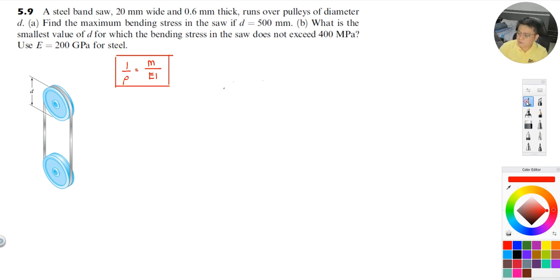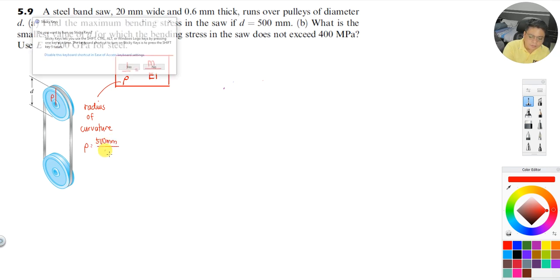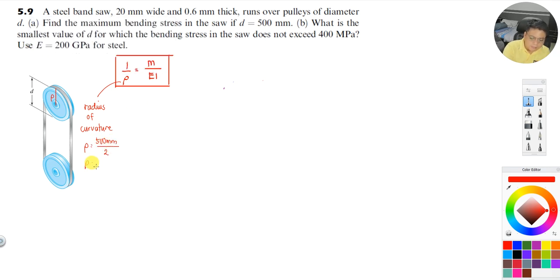Now, nasan po yung rho dyan? So, if there is a bending on the material, from the center papunta dun, yun po yung rho. Kumbaga, that is the radius of curvature. With this, ang rho natin dito, kasi kung ang diameter daw niya is 500, ang rho natin dito, technically, 500 millimeters all over 2. So, you can have the rho as 250 millimeters.